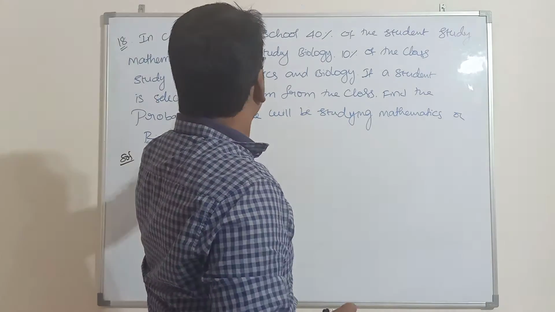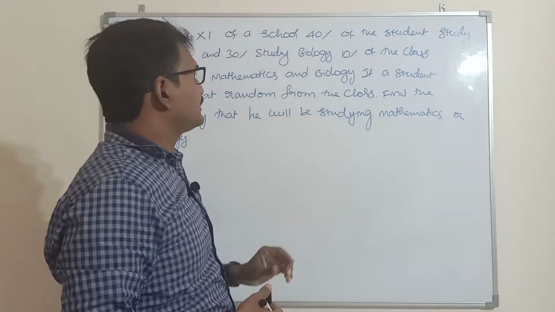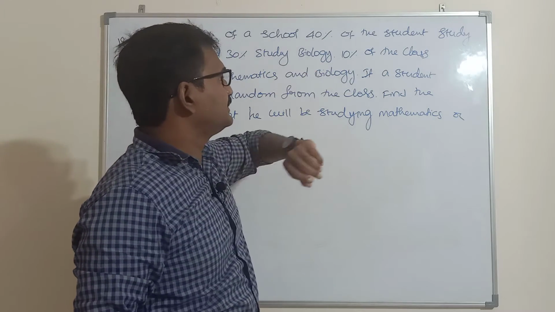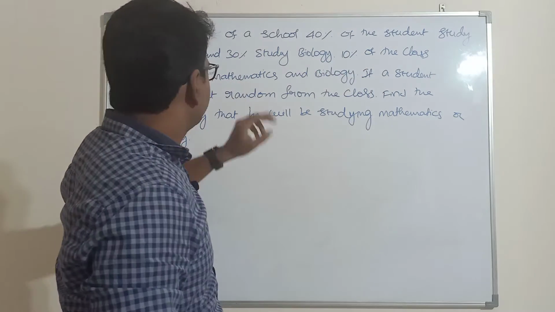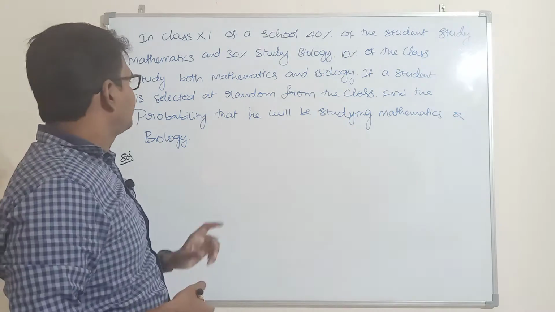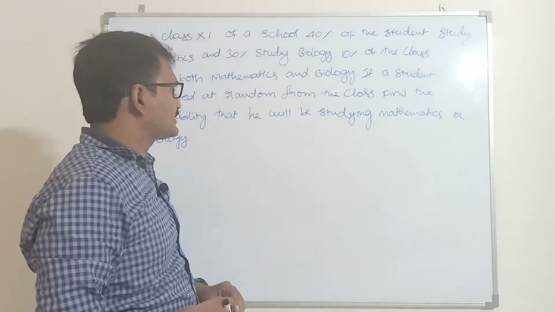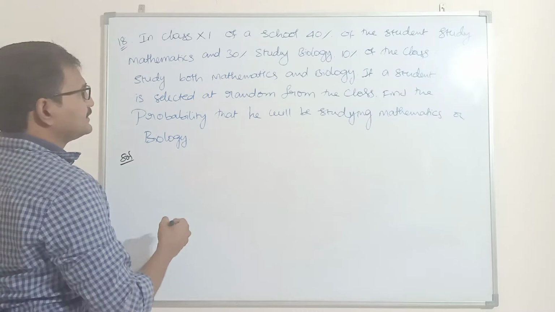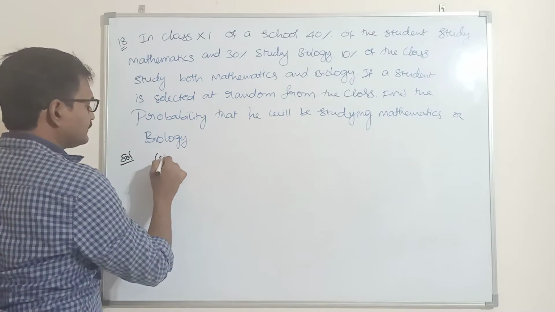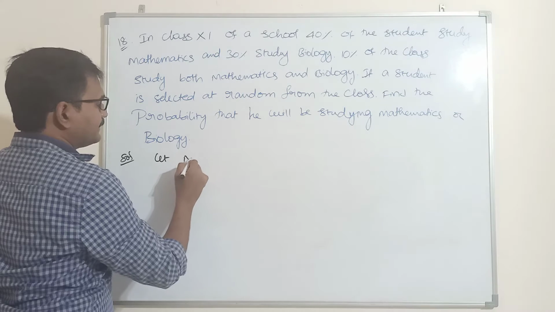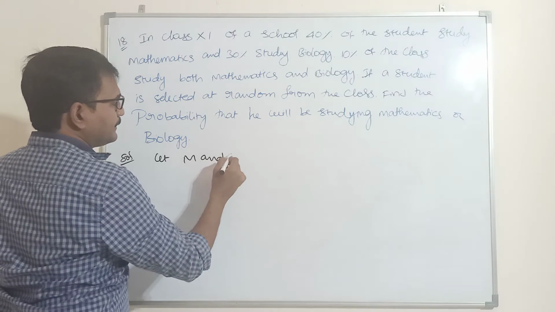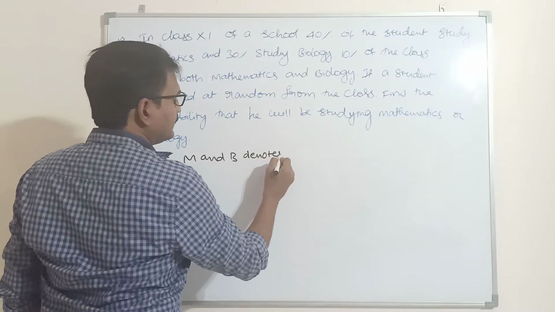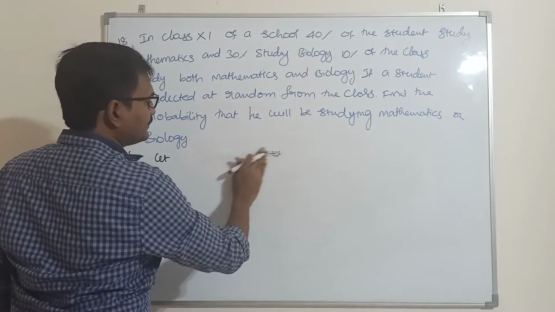Next problem. In a class 11th of a school, 40% of the students study mathematics and 30% study biology. 10% of the class study both mathematics and biology. If a student is selected at random from the class, find the probability that he will be studying mathematics or biology. So let P of M and P of B we will take.